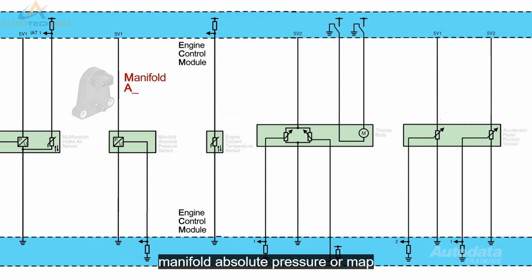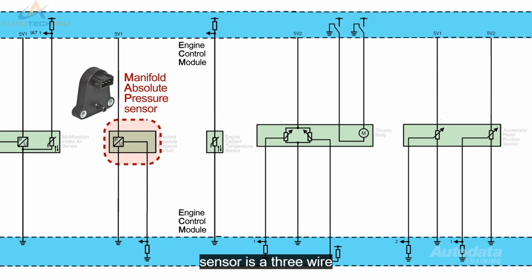The manifold absolute pressure, or MAP sensor, is a 3-wire sensor. This sensor detects and relays the manifold pressure of the engine to the ECM. During key on, when the engine is not running, the manifold is under atmospheric pressure, and the MAP sensor can use this as a barometric pressure reference.